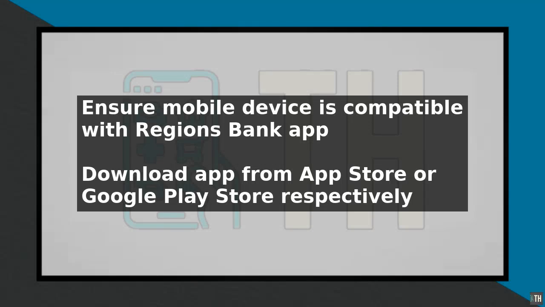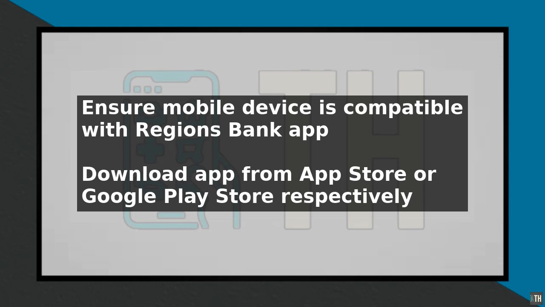To get the Regions Bank app, start by ensuring your mobile device is compatible with the app. The Regions Bank app is available for both iPhone and Android devices, so you can download it from the App Store or Google Play Store respectively.